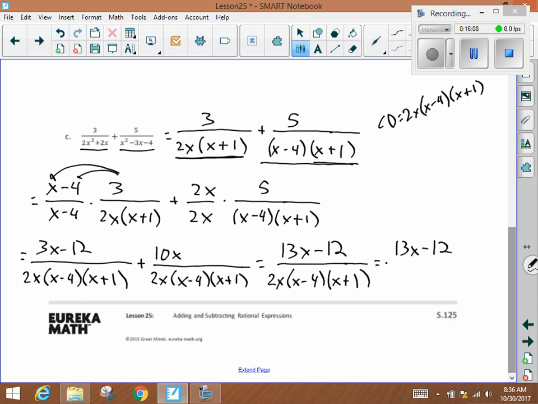Just real quick, let's be tricky about it. x minus 4 times x plus 1. We factored that already, right? So that was x squared minus 3x minus 4. This right here, this piece is x squared minus 3x minus 4. So then I can write this.